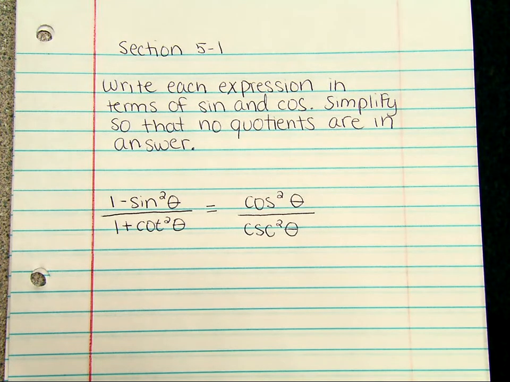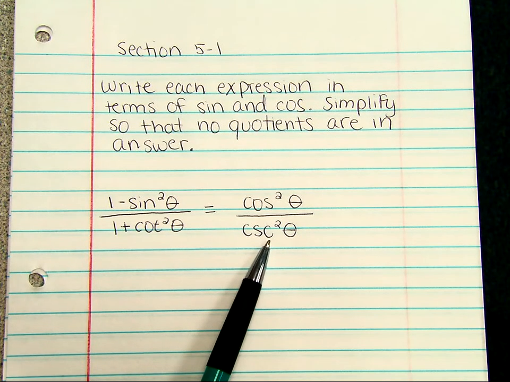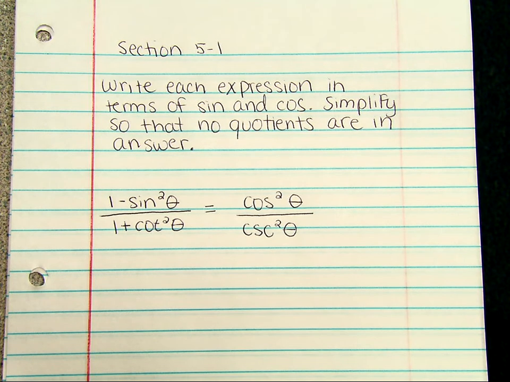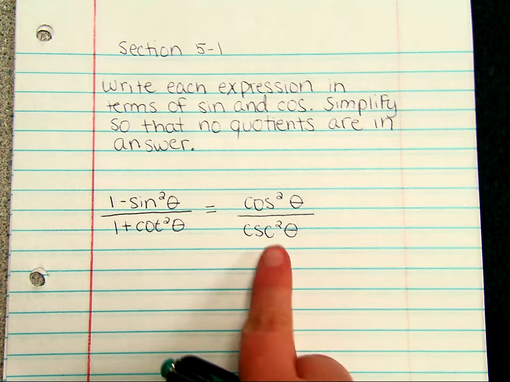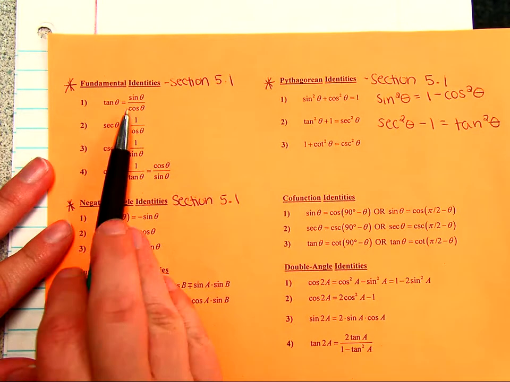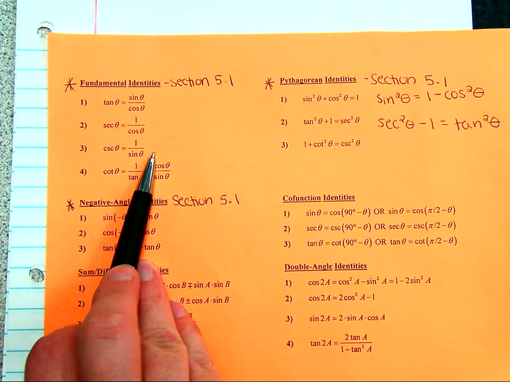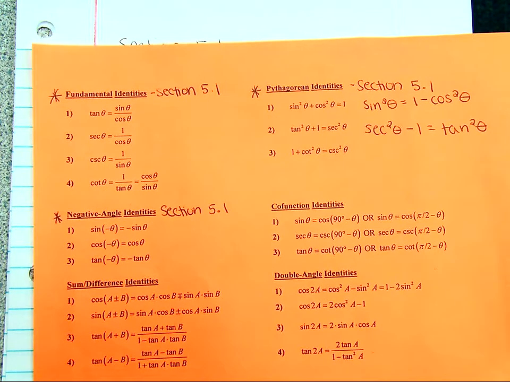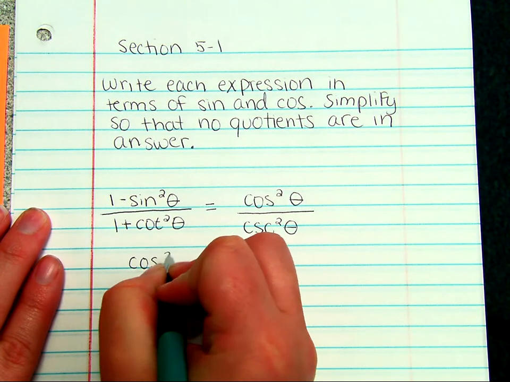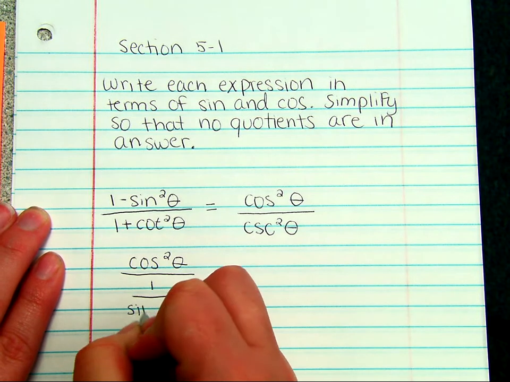Now, I'm trying to write this in terms of sine and cosine, so I've made some progress. However, cosecant squared, I think I can simplify, and it also says so that there are no quotients in my answer. So I need to try to write cosecant squared theta. And if I look, cosecant is the same as 1 over sine. So if I have cosecant squared, then that should be the same as 1 over sine squared. So this is also equivalent to cosine squared theta divided by 1 over sine squared theta.